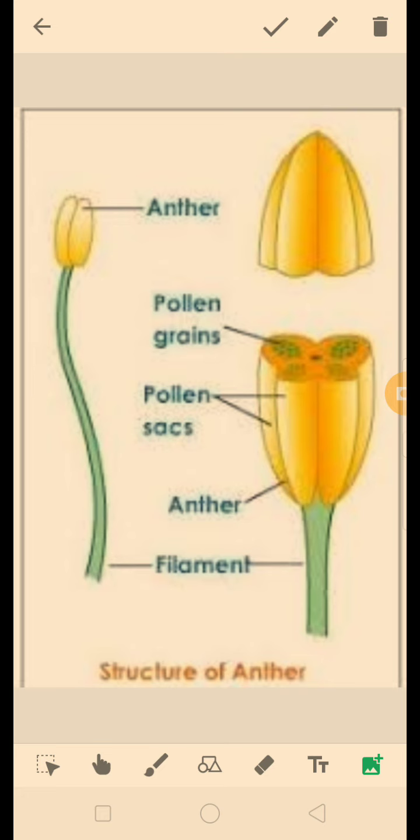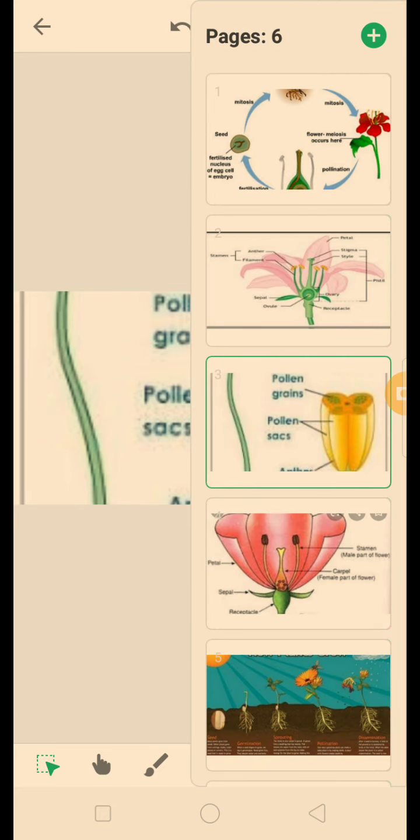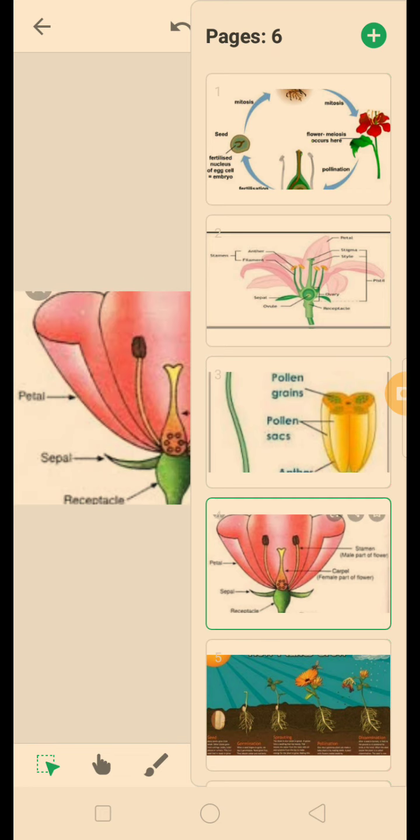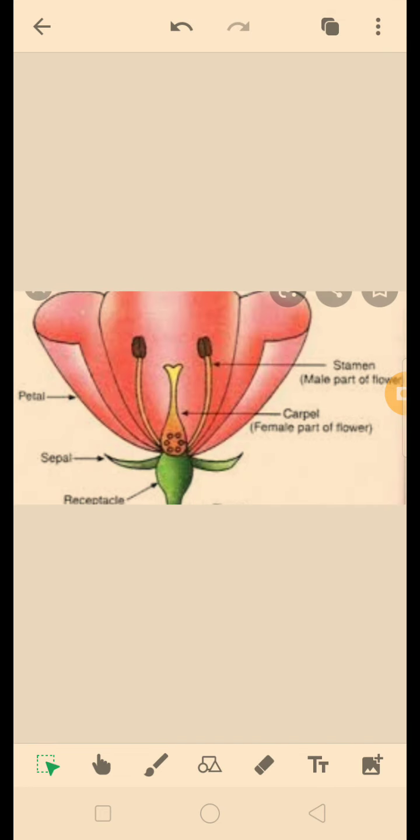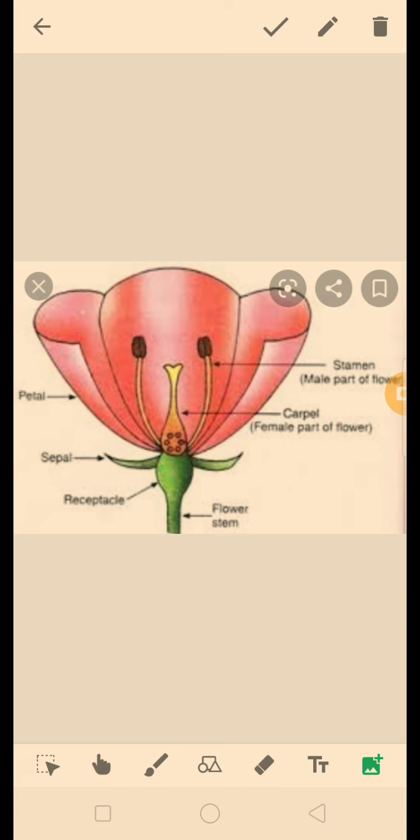Now let us see the female part. In this diagram you can easily see the female part. So students, this is the female part, that is known as the carpel. Carpel is the female part. It consists of three parts, that is ovary, style and stigma.